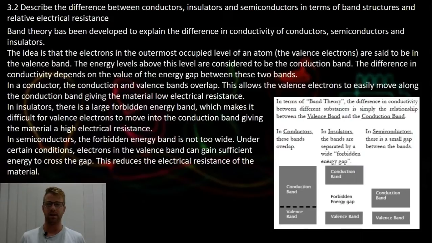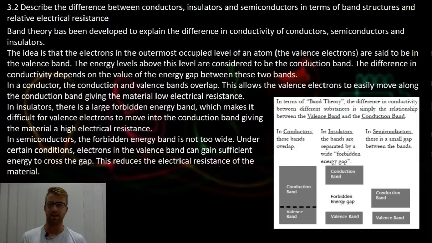The difference in conductivity depends on the value of the energy gap between those two bands, and we've discussed that in the diagram on the right hand side. So in a conductor, the conduction and the valence band overlap. This allows the valence electrons to easily move along into the conduction band, giving the material low electrical resistance. In insulators, there is a large forbidden energy band, which makes it difficult for the valence electrons to move into the conduction band, giving the material a high electrical resistance.